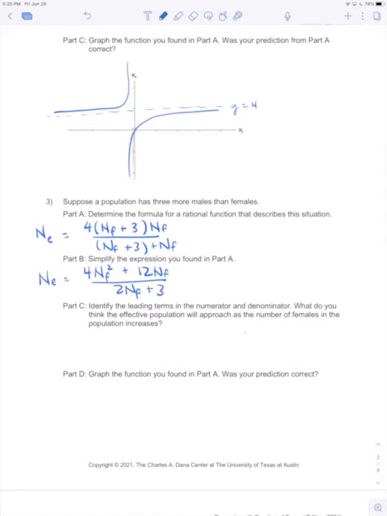Okay. Part C, identify the leading terms in the numerator and denominator. What do you think the effective population will approach as the number of females in the population increases? So the leading term in the numerator is that right there, the 4 n sub f squared, and the leading term in the denominator is the 2 nf. I just circled both of those. So the population should increase without bounds. Let's try this.